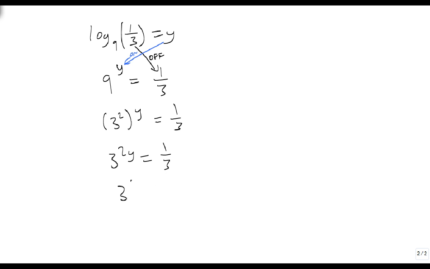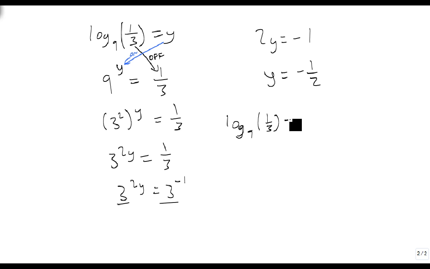So we get 3 to the 2y equals 1/3. Well, 1/3 we can play around with too. That's just 3 to the negative 1. So my bases are the same, which means my powers have to be the same. So 2y equals minus 1, or y equals minus 1/2. So log base 9 of 1/3 equals minus 1/2, and I've answered the question.